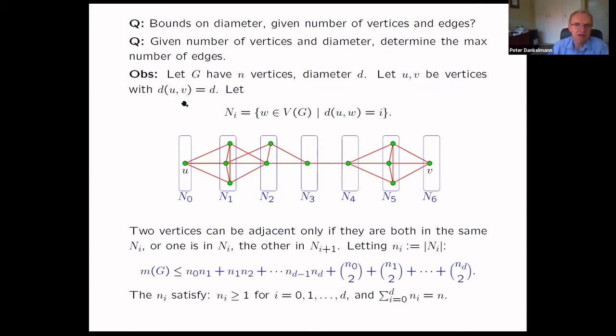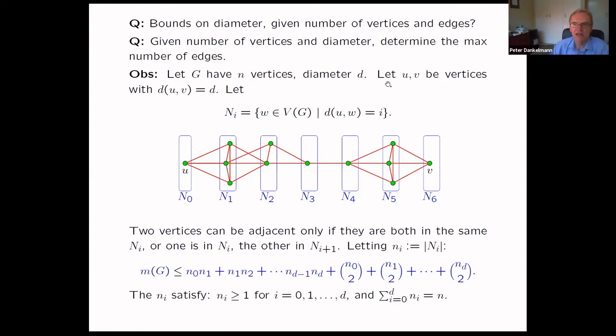And that's the question: if we have a graph with n vertices and diameter d, how many edges can our graph have at most? That's quite a useful bound, because if you get this bound, you solve it for d, then you will get a bound on the diameter in terms of order, number of vertices and number of edges.